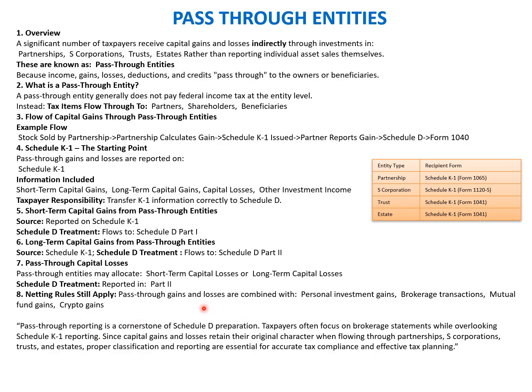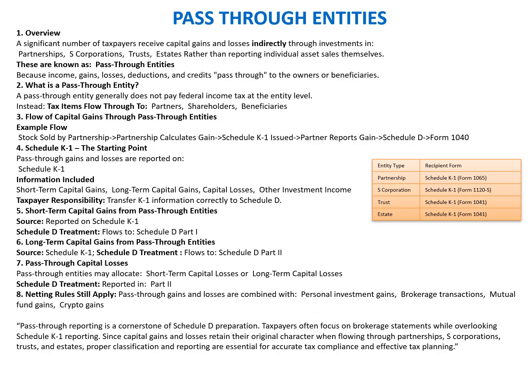Pass-through gains or losses are combined with other investment gains from brokerage transactions, mutual funds, and cryptocurrency, and reported as a net gain or loss in Part 3 of Schedule D. Pass-through reporting is a cornerstone of Schedule D preparation. Taxpayers often focus on brokerage statements while overlooking Schedule K-1 reporting. Since capital gains and losses retain their original character when flowing through partnerships, S corporations, trusts, and estates, proper classification and reporting is essential for accurate tax compliance and effective tax planning.